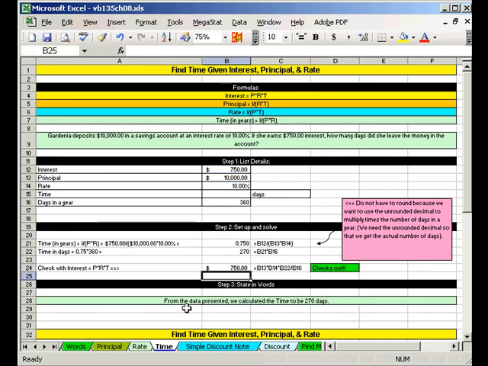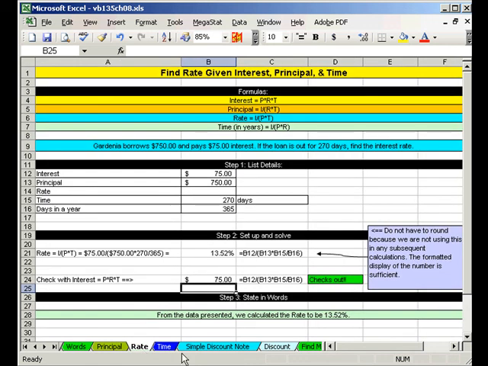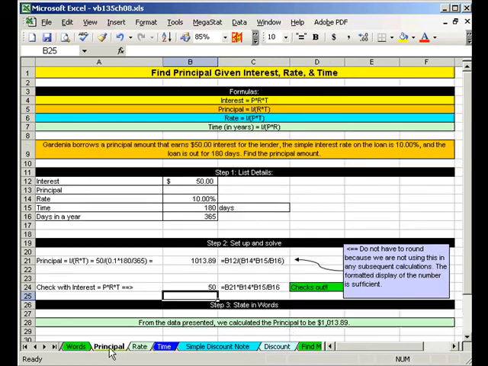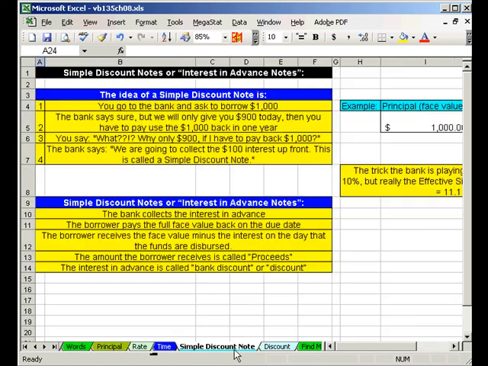I actually forgot, on each one of these, getting late tonight, I think. From the data presented, we calculated the time to be 270 days. If we go back to the rate one, of course, from the data presented, we calculated the rate to be 13.52. So I went ahead and just wrote that down there. The principal, 1,013.89. All right, when we come back to our next V-Blog, we'll talk about discounted notes.